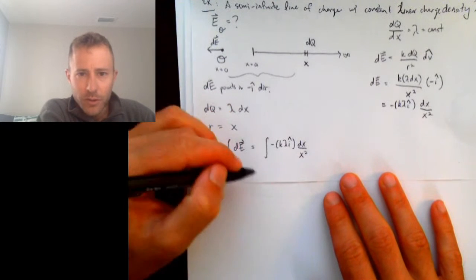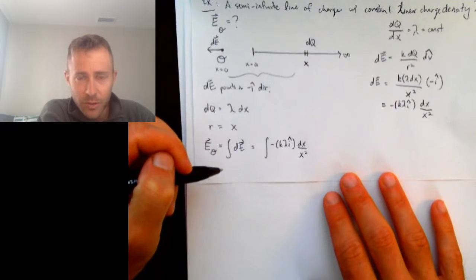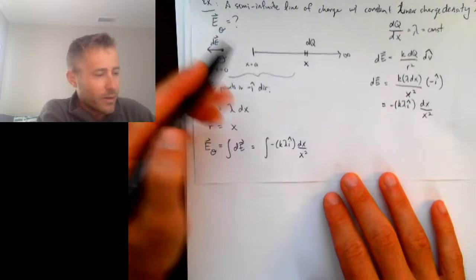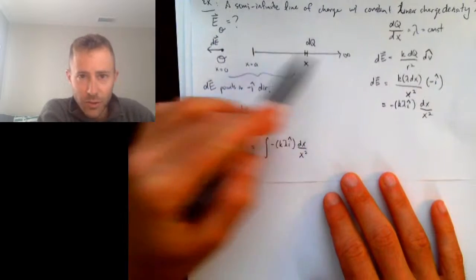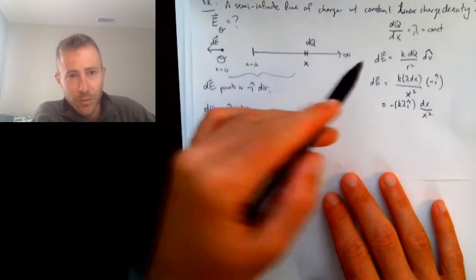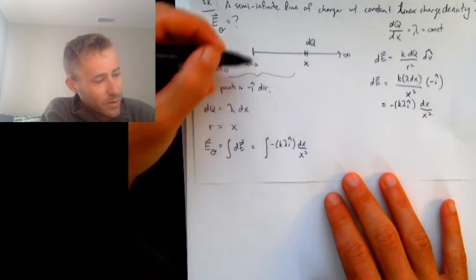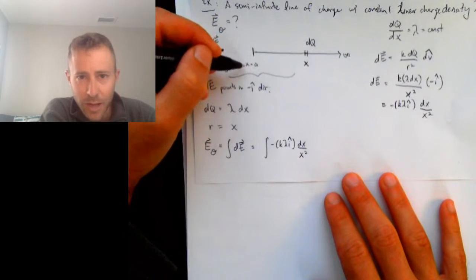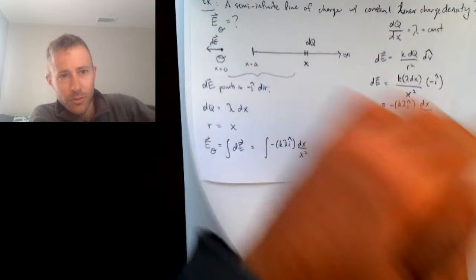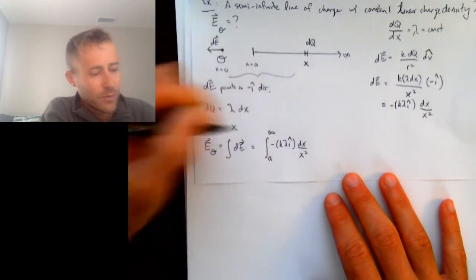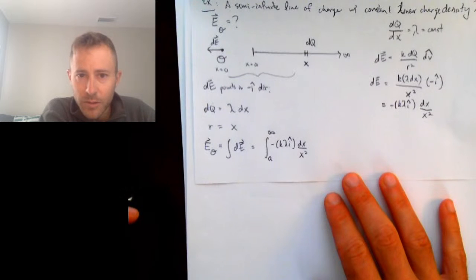And so this is going to be a definite integral. So I have to figure out what my limits of integration are. I can see that x is describing the location of an infinitesimal piece of charge. So there are infinitesimal pieces of charge from x equals a all the way out to infinity. So this goes from a to infinity are my limits of integration.